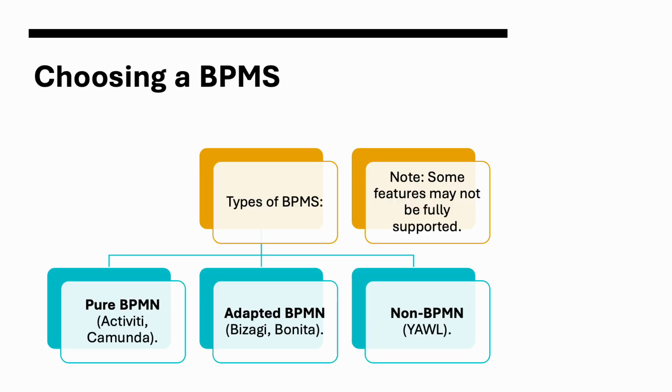Finally, let's talk about choosing the right BPMS to automate your process. Some BPMSs are designed from the ground up to use BPMN, making them a great choice for strict BPMN compliance. These are called pure BPMNs. Others originally used a different approach, but now support BPMN. They let you import and export BPMN diagrams while still using their own underlying engine. These are adapted. And some systems don't support BPMN at all, or non-BPMNs. They use their own language and rules.